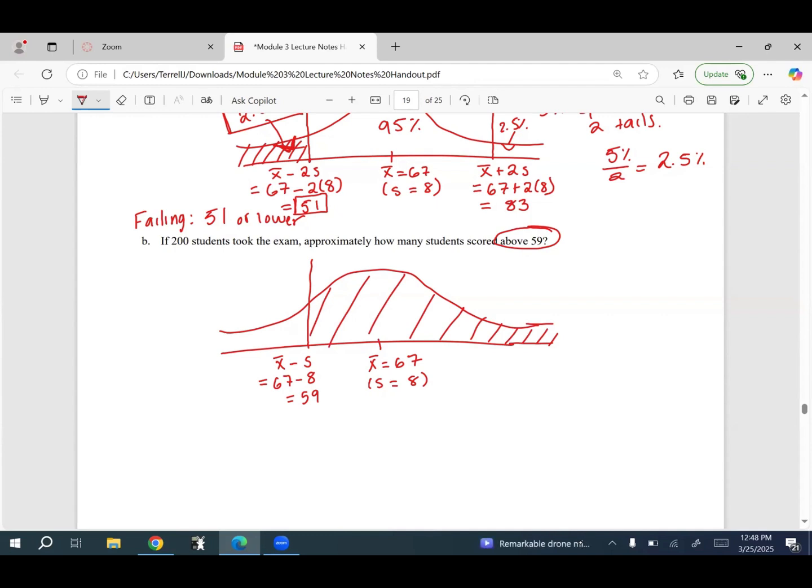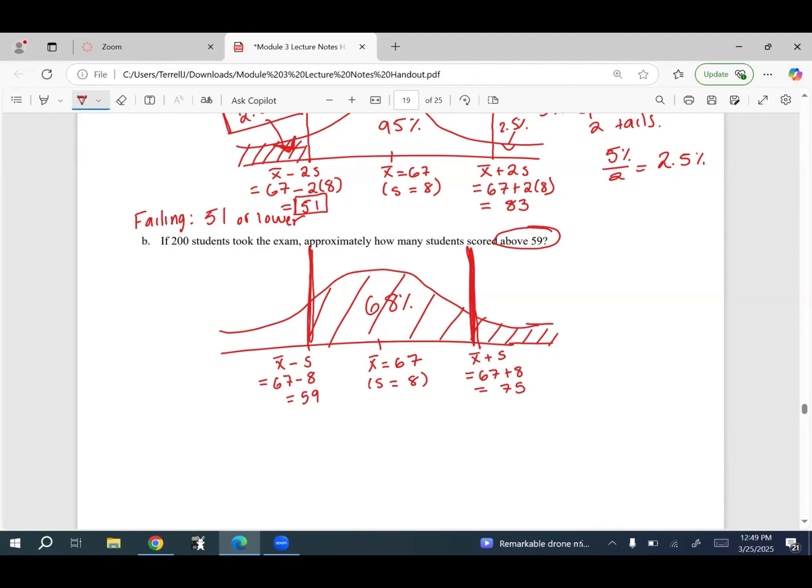Now, how can I figure out the percentage there? Well, I went 1 standard deviation to the left. If I go 1 standard deviation to the right, that's the mean plus a standard deviation, and that would be 67 plus 8, which is 75. The empirical rule says when you go plus or minus 1 standard deviation, 68% of your data falls in that range from here to here. So I have some of this shaded piece, but I need this right tail.